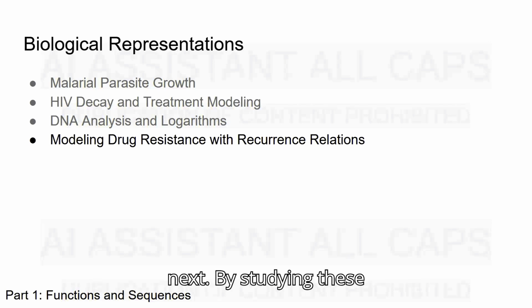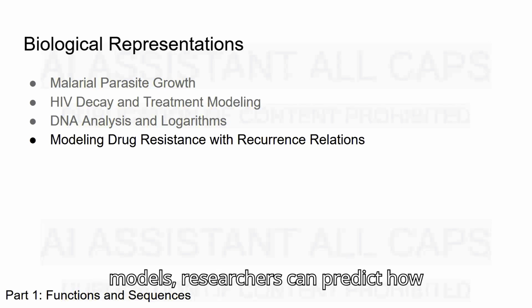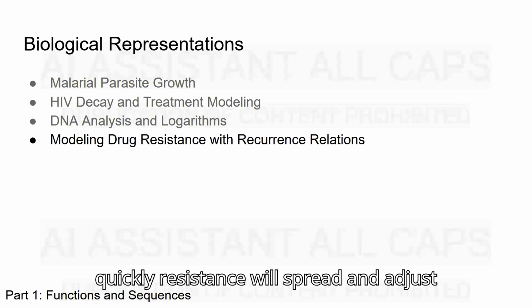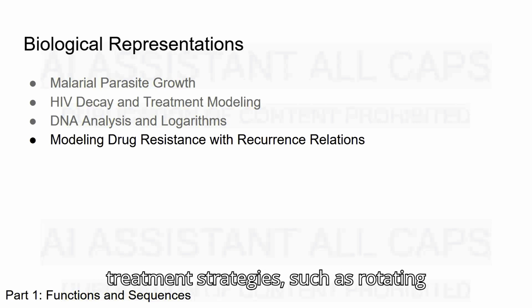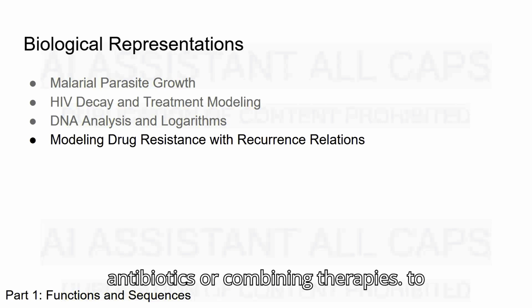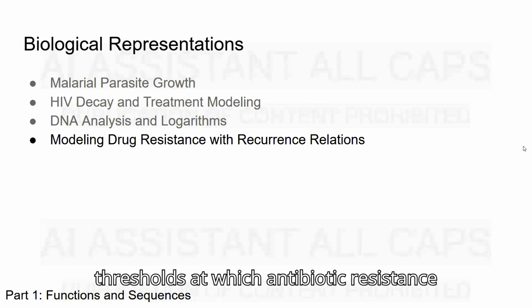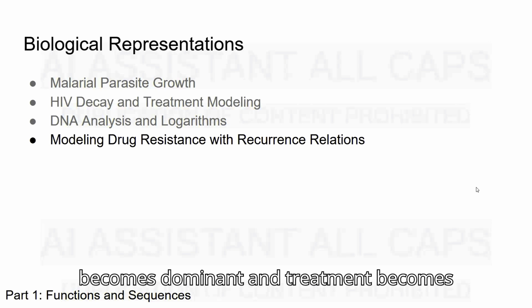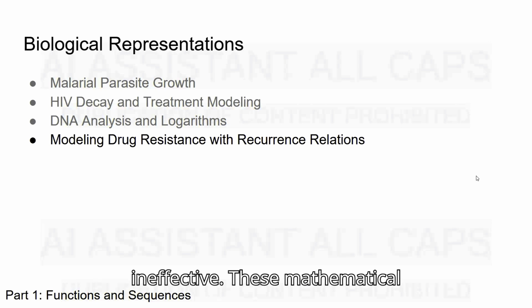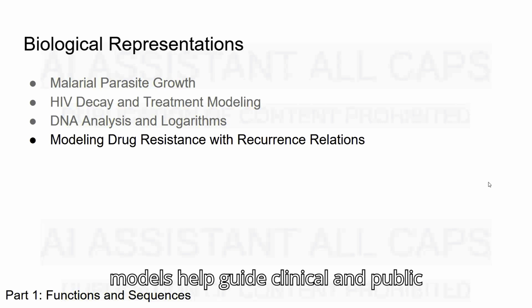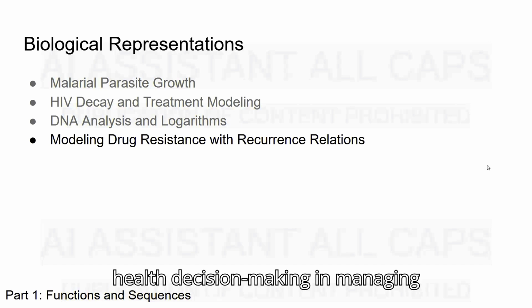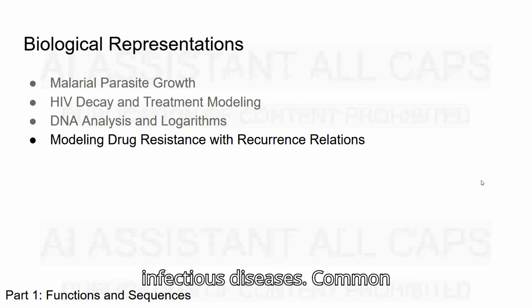to the next. By studying these models, researchers can predict how quickly resistance will spread and adjust treatment strategies, such as rotating antibiotics or combining therapies, to slow or prevent resistance. Recurrence relations also reveal thresholds at which antibiotic resistance becomes dominant and treatment becomes ineffective. These mathematical models help guide clinical and public health decision-making in managing infectious diseases.